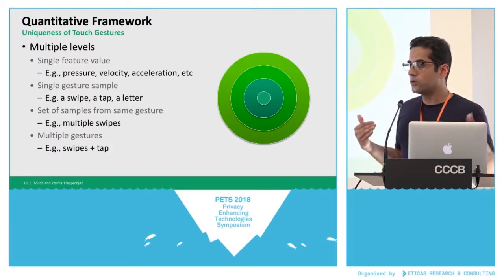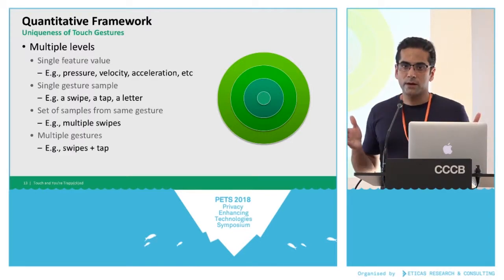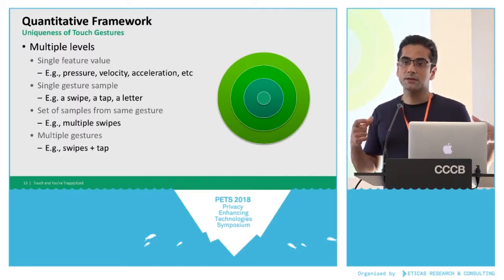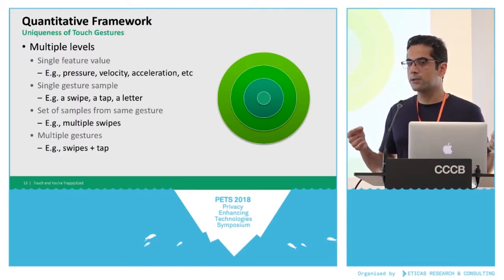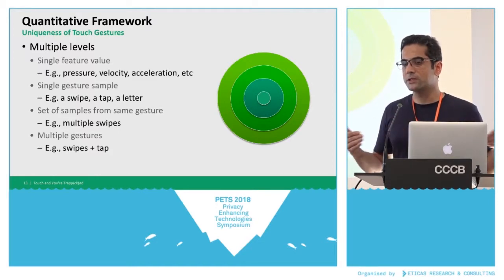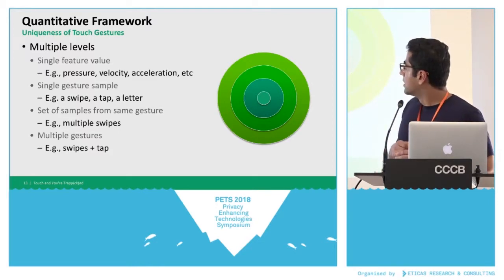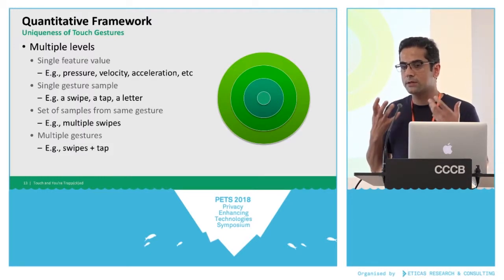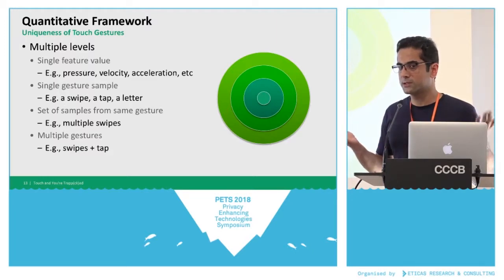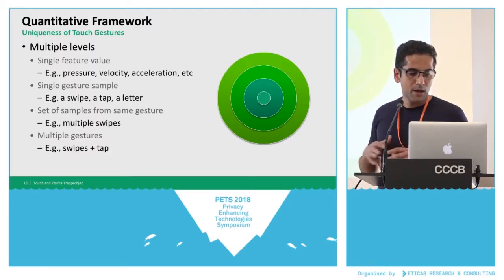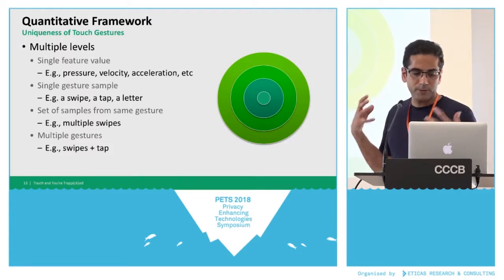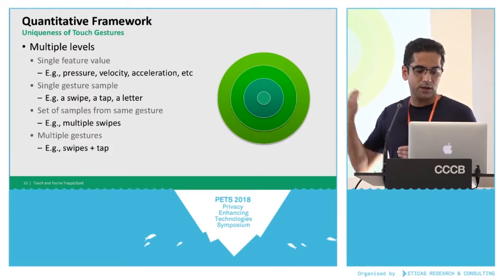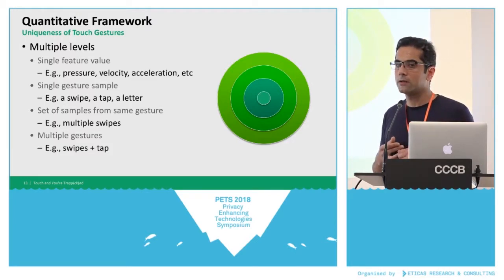For instance, one user might have a particular tendency to exert more pressure on the touchscreen. Then we go to a next level where we would like to find out the uniqueness of a particular sample of a gesture. So one complete swipe, which means all the features contained in that swipe. Then we go to the next level where we have multiple samples from the same gesture, which means, for instance, multiple swipes. And at the highest level, we have multiple samples from multiple gestures. So at all levels, we would like to quantify the information contained in these gestures.